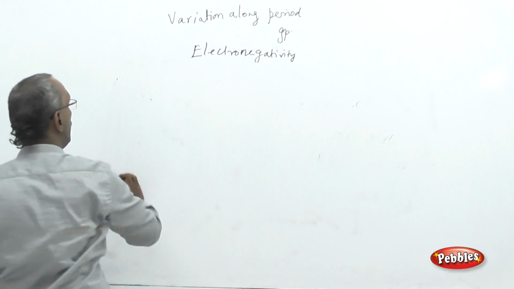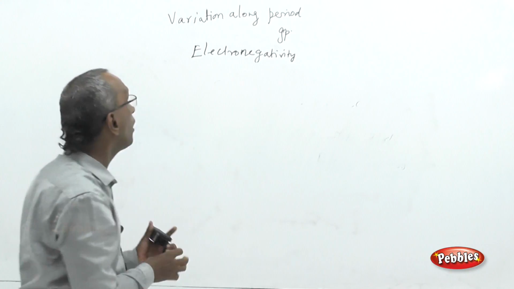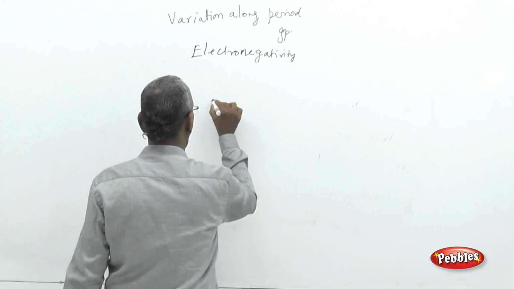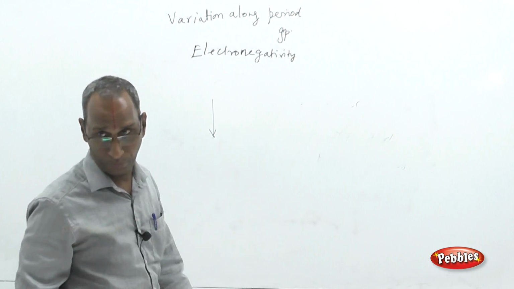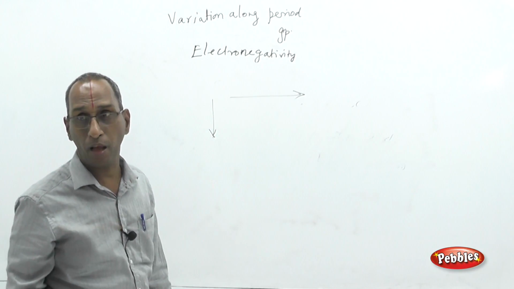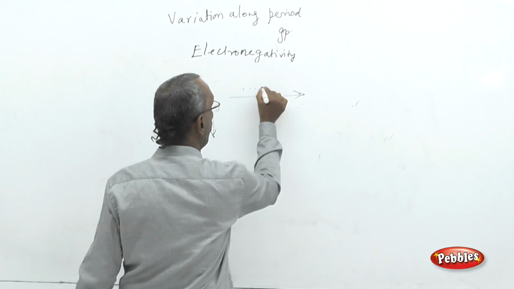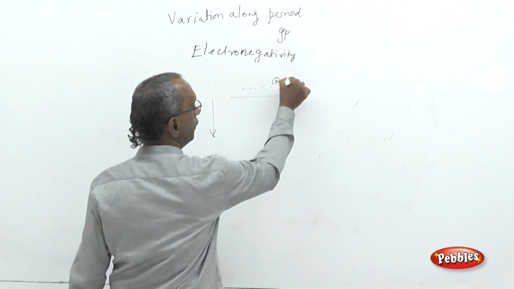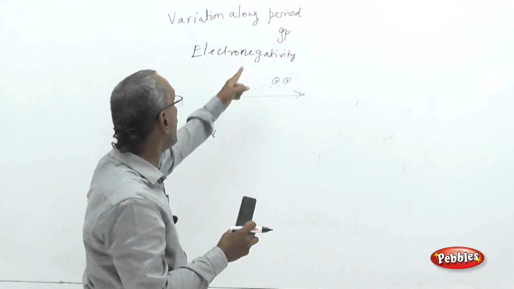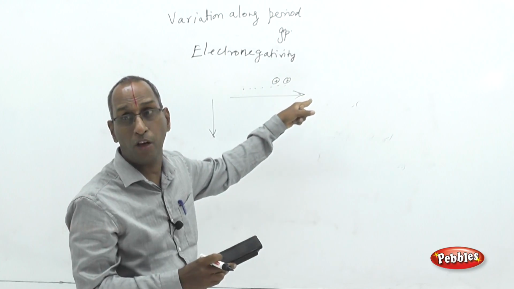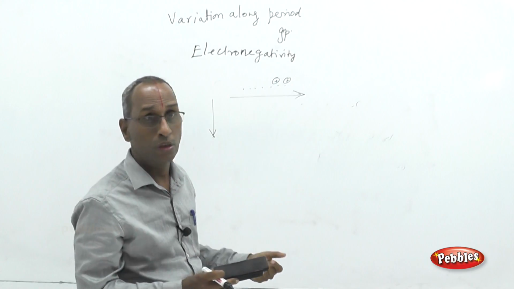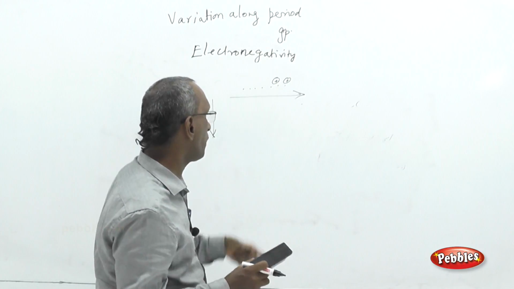Lastly, to revise, we have seen how electronegativity varies. Electronegativity decreases along the group and increases along the period. It increases along the period because the systems carry more positive charge, so they have more capacity to attract the electron pair. Which species will attract the electron pair? If it has more positive charge, it will attract negative charge. Electrons are negatively charged. So electronegativity increases from left to right.